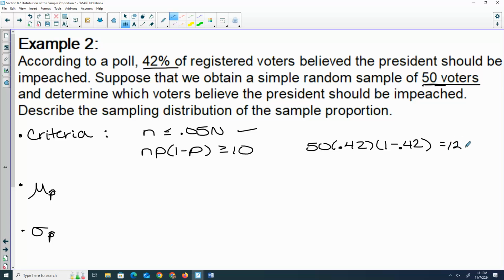That gives me 12.18. So is that bigger than 10? Yep. So we met our two criteria. That means we know they're independent and it's big enough to be normal.